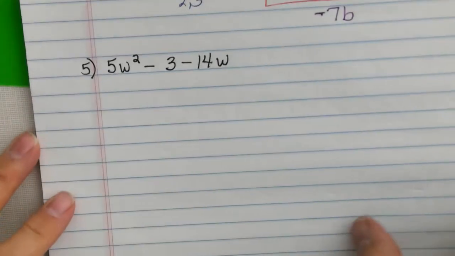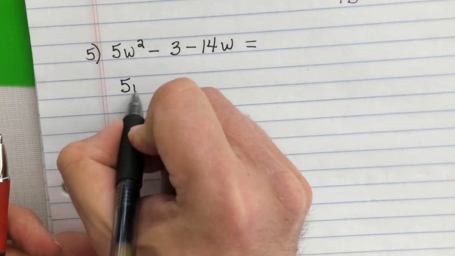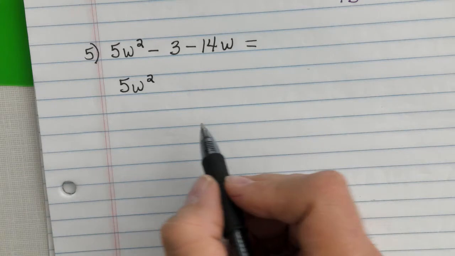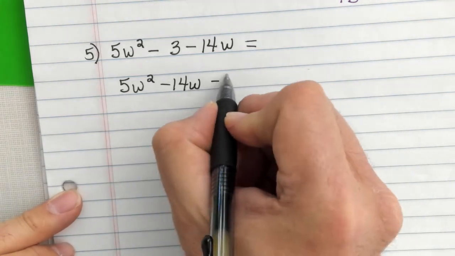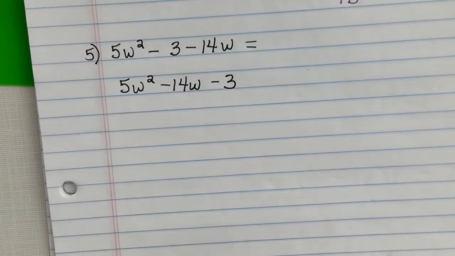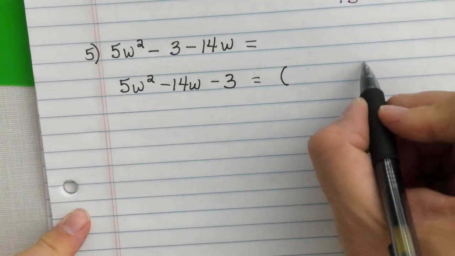Having seen that, there's something I need to do here. On number 5, I need to rewrite it how? I'll get it started: 5w squared and a minus 14w and a minus 3. Okay. Now I'll draw my 2 sets of parentheses.